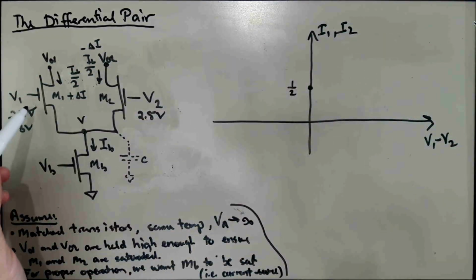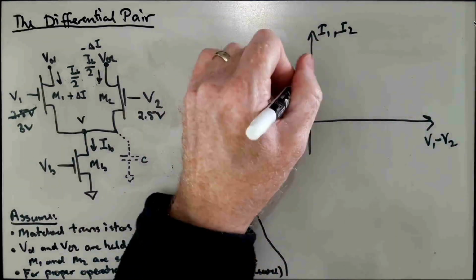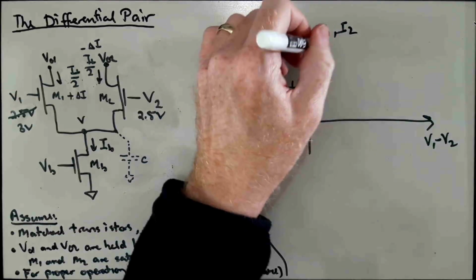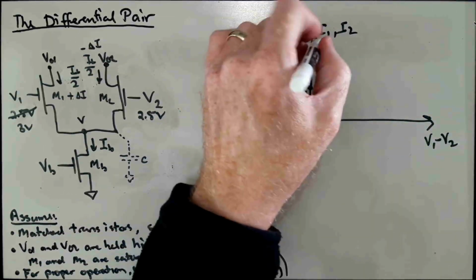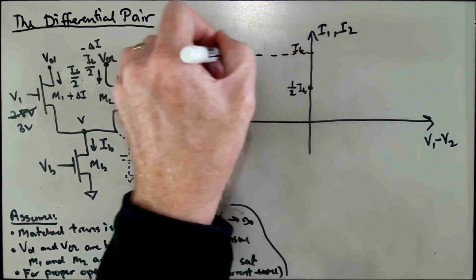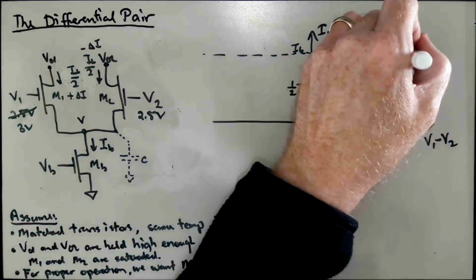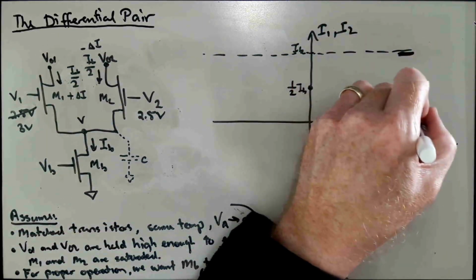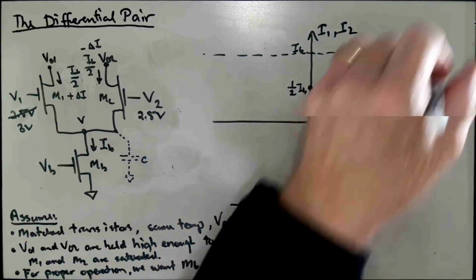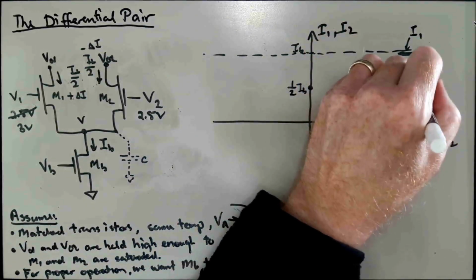If we make V1 much larger than V2 so that we're over here on the right, then we're going to be at all of IB. Right, so there's kind of this line here that represents a ceiling. And so the current in I1 is going to be all the way over here, and the current in I2 is going to be down here. So this is I1, and this is I2.